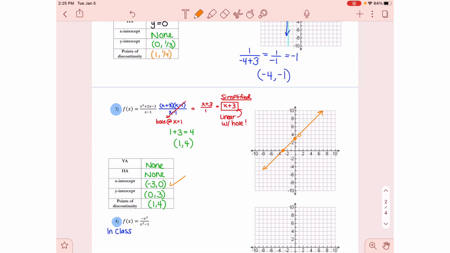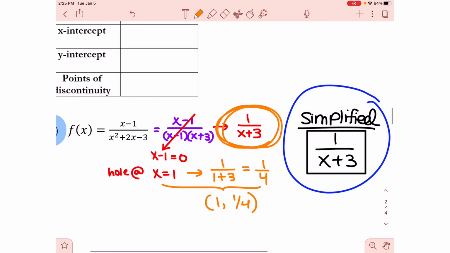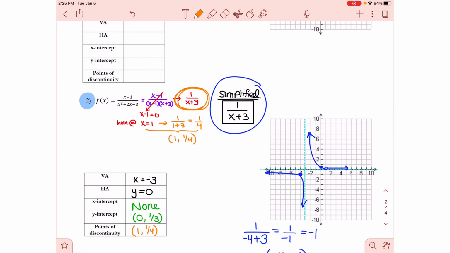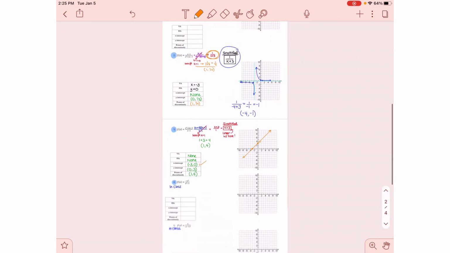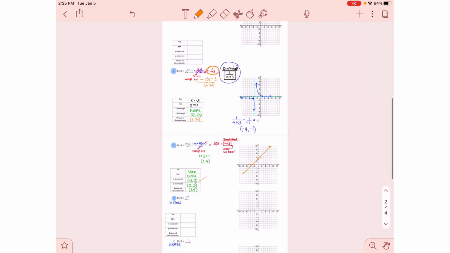So the way I describe it to students is this. If something cancels and what's left is only on the top, there's nothing left on the bottom, that's when it's a line with a hole. If something cancels and there's something left over, an x on the bottom, then it still is going to look like a rational function, but just has a hole somewhere. Now the rest of the problems on this review do not have holes. They're just more complicated graphs, and we'll go over those in class together.